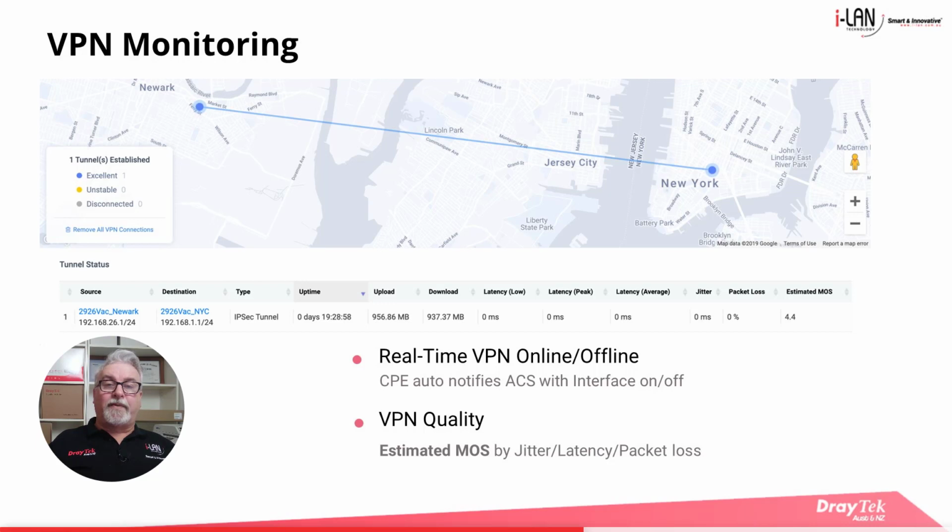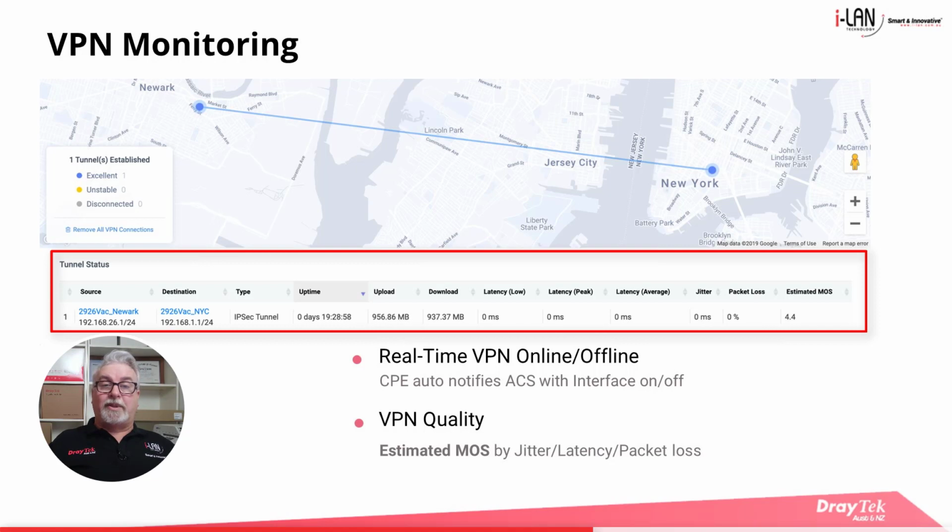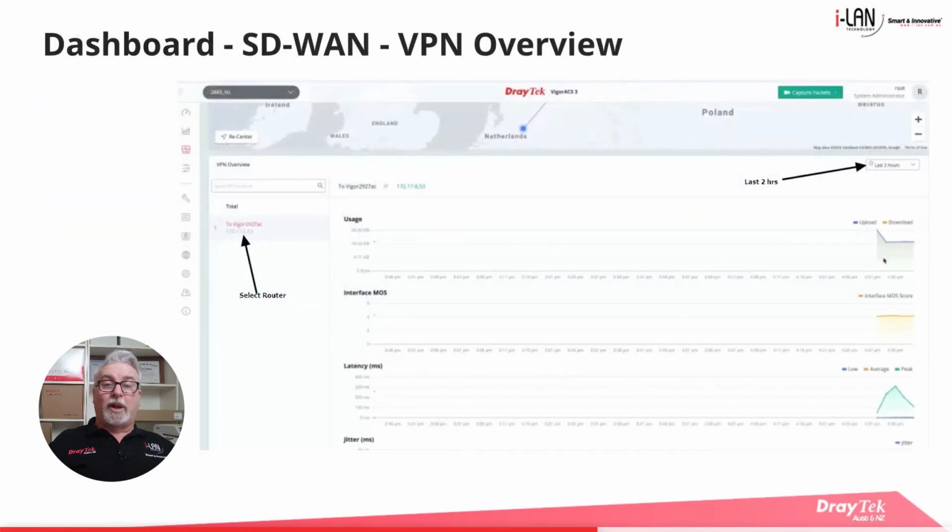VigorACS 3 also offers VPN monitoring with the same MOS parameters. Different colors indicate the quality and conditions of each VPN connection. If the line is blue like this one, then everything is working normally, but if it's yellow, it means that the connection is unstable. Also, the uptime, download, and upload figures are displayed for each VPN tunnel in the tunnel status table below the map. Similarly, you can get a VPN overview in the same format as previously mentioned.